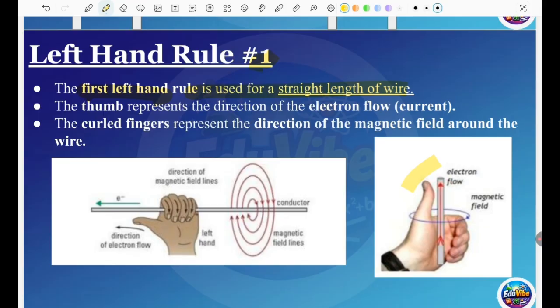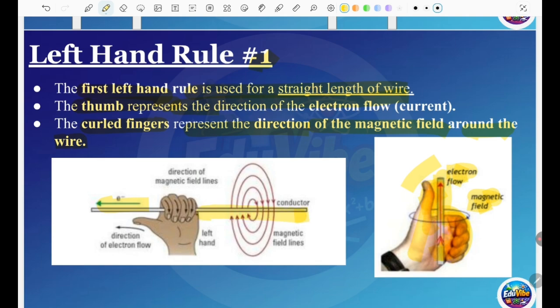You can hold the wire with your left hand like this, fingers coiled around the wire, and the thumb goes up to the north direction. So the thumb represents the direction of the current in that case. And your curled fingers show the direction of the magnetic field around the wire. That's the thing you have to know: the curled fingers show the magnetic field and the thumb shows the current.